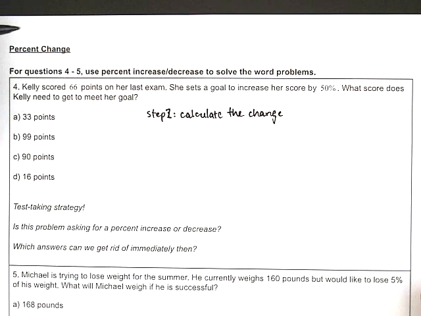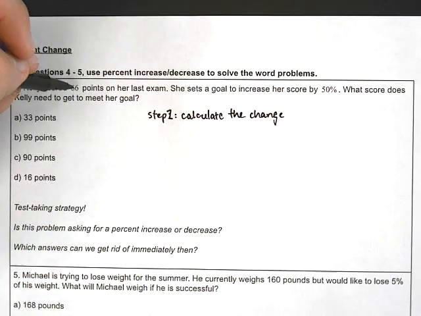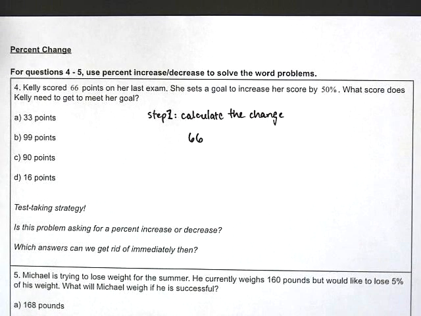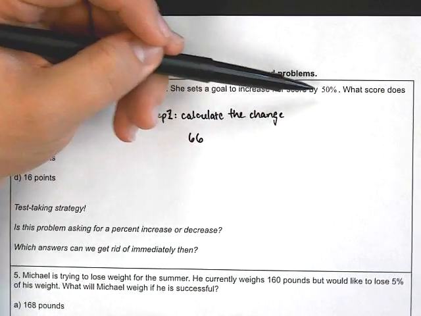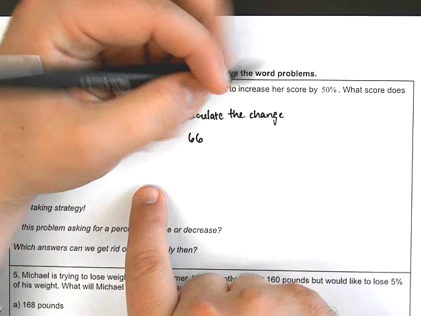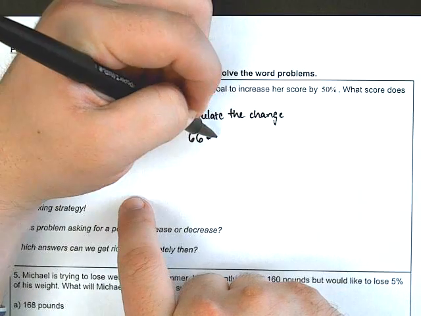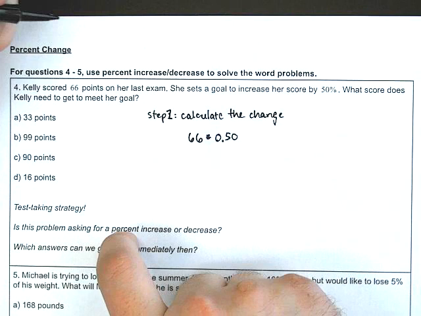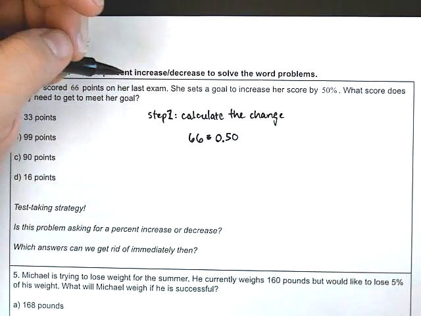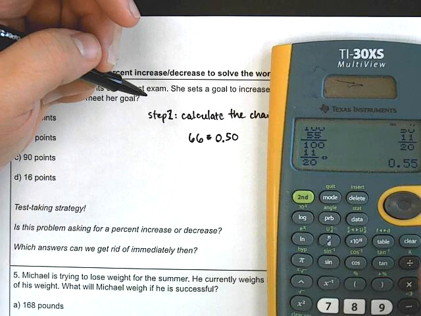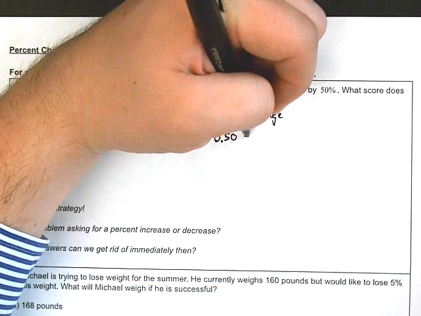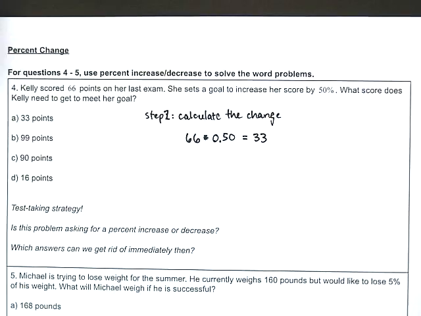Now, by that I mean, I know there were 66 points, right? So her first score was 66. She wants to set a goal to increase by 50%. Well, that means that I need to multiply this by 50%, because that's what is going to get me the amount that has changed. 66 times 0.5 is 33. Okay, so now I know the amount that has changed.